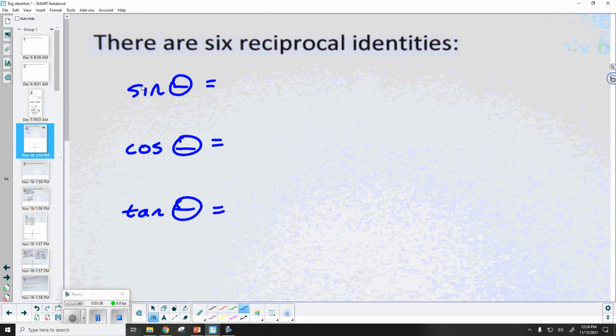So we already know that the reciprocal of sine is what? What trig function? Cosecant. So we have an identity here that shows that. I can rewrite sine of theta as 1 over cosecant of theta. Okay. And then I can do the same thing for each of the other trig functions. We know the reciprocal of cosine is secant, so I can rewrite that as 1 over secant of theta.